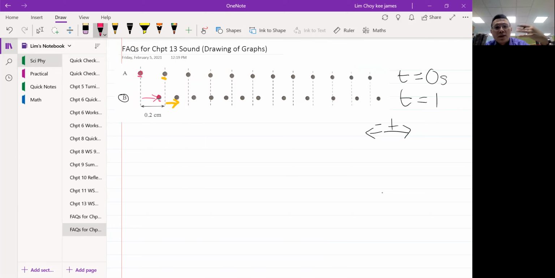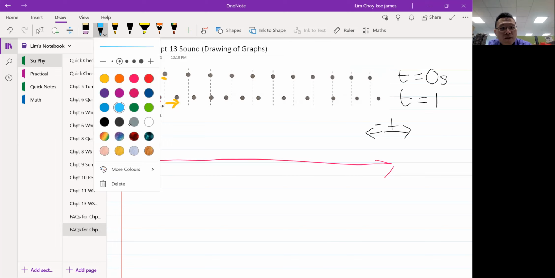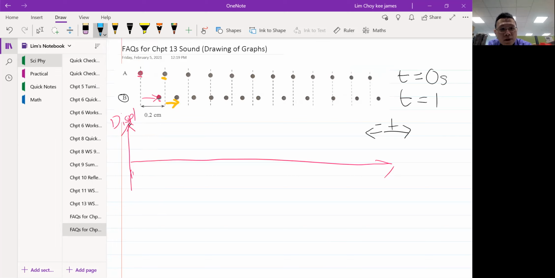So how do we translate this information to a displacement distance graph? Imagine this is the displacement distance graph, and this is the axis we're looking at. It's a bit slanted, but it's okay. For the first particle, this axis is the equilibrium position. We are now drawing time equal to 1 second, when the particle has been disturbed.